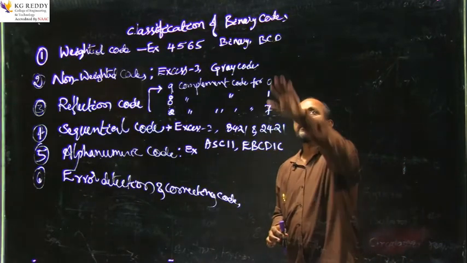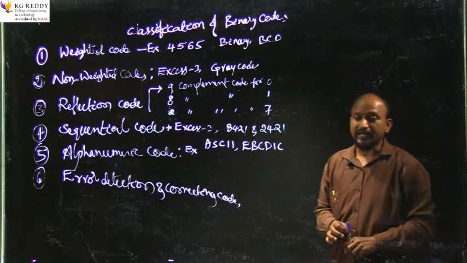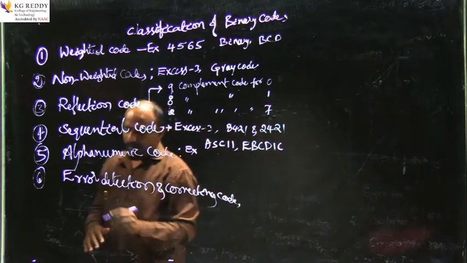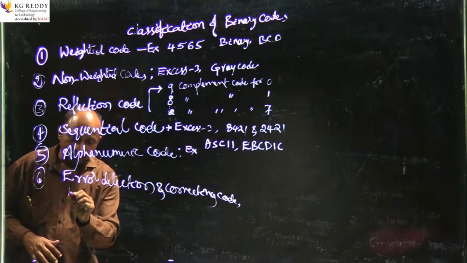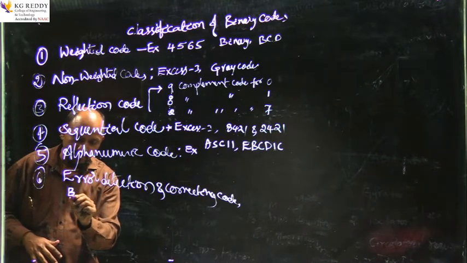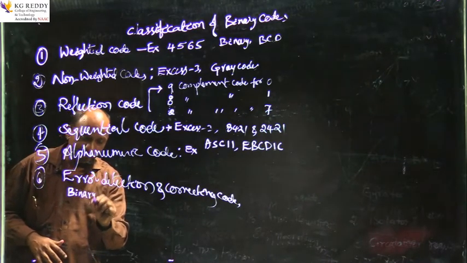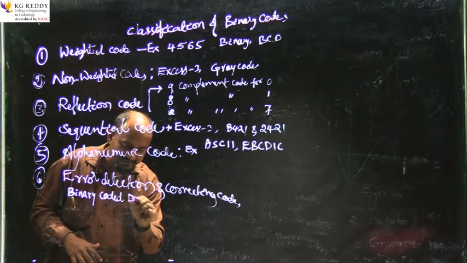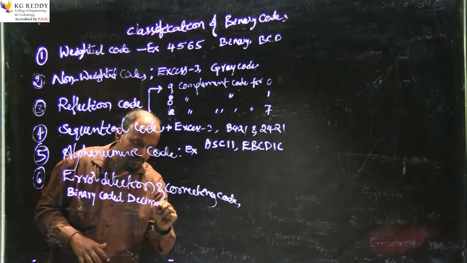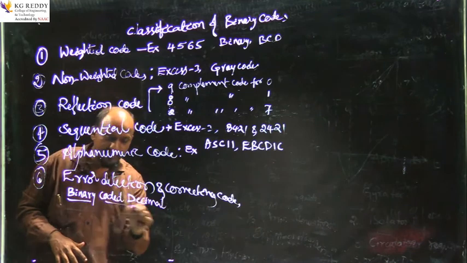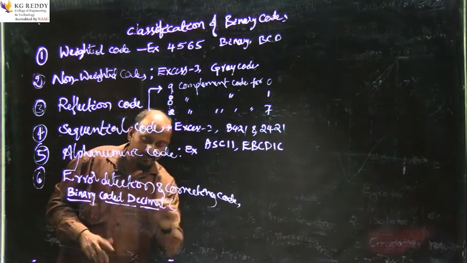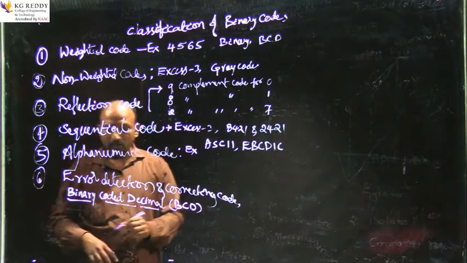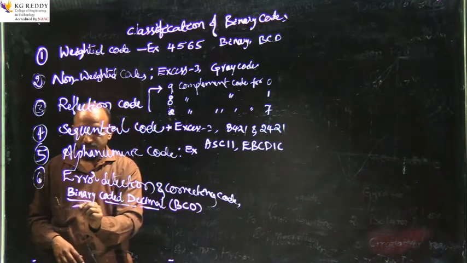So we will talk about BCD. What is BCD? Binary coded decimal. BCD numbers are binary. Binary coded decimal is the next topic we will discuss. So here BCD means binary coded decimal, and binary coded decimal numbers are from 0 to 9.